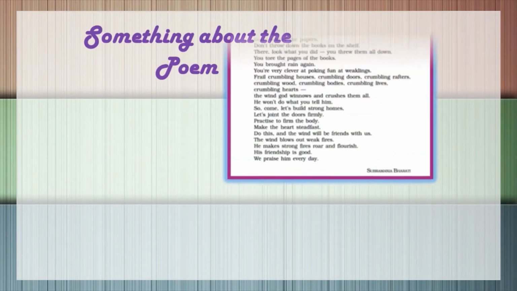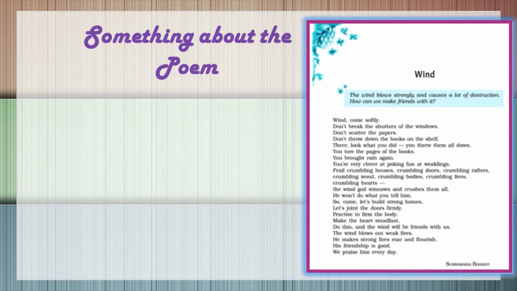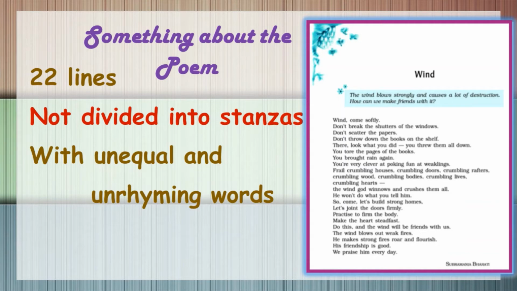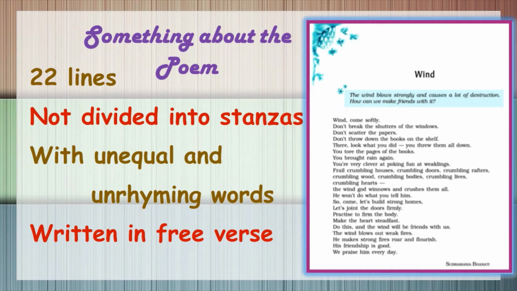Now let's look at the poem. The poem Wind is written in 22 lines. A quick glance will help you to understand that it is not divided into stanzas. And if you observe it carefully, you'll realize that the lines are unequal. Some are short and some are long. And you also find there is an absence of rhyming words. Such poems where the lines don't rhyme with each other are known as free verse. We can conclude that the poem Wind is an example of modern poetry which doesn't follow the traditional conventions of stanzas and rhyme scheme.